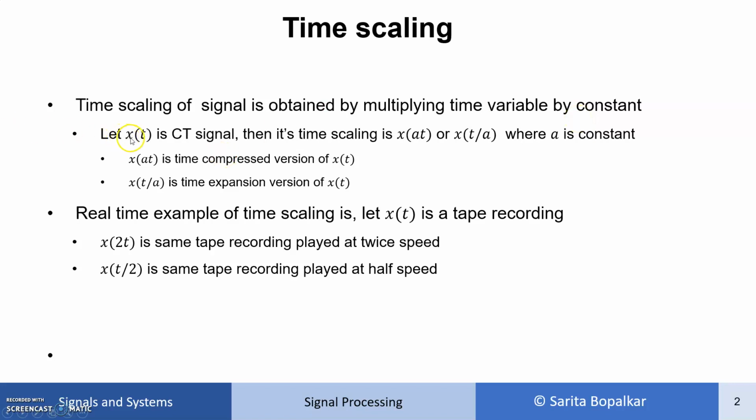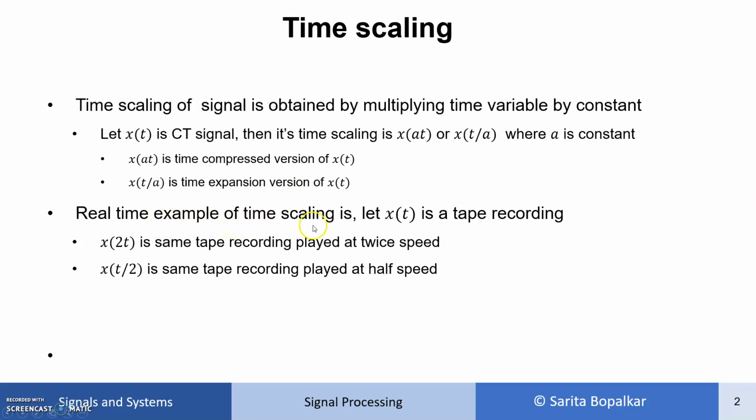Let's suppose x of t is a continuous time signal, then its time scaling has two versions. In one case, we are multiplying the time with a constant a, and in another case, we are dividing the time by a constant. So x of at or x of t by a are nothing but time scaling operations. We are scaling the time with some constant. x of at is a time compressed version of x of t, and x of t by a is a time expansion version of x of t.